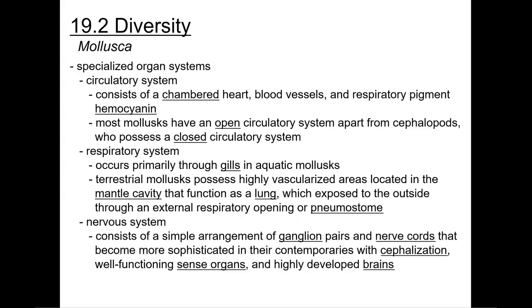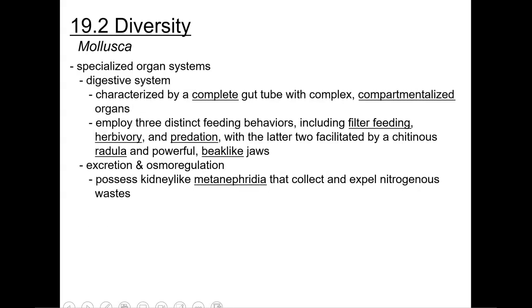With the nervous system, it's going to consist of a simple arrangement of ganglion pairs and nerve cords that are going to become more sophisticated in the cephalopods, with cephalization, well-functioning sense organs, and highly developed brains. The digestive system is going to be characterized by a complete gut tube with complex compartmentalized organs. They employ three distinct feeding behaviors, including filter feeding, herbivory, and predation, with the latter two facilitated by a chitinous radula and a powerful beak-like jaw.